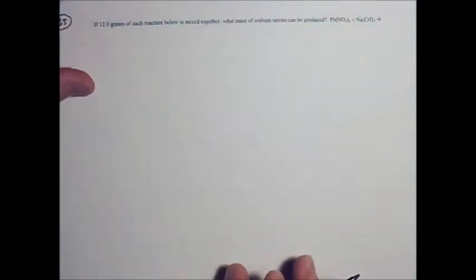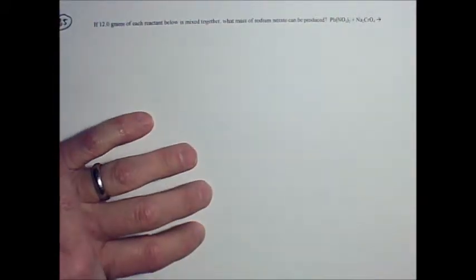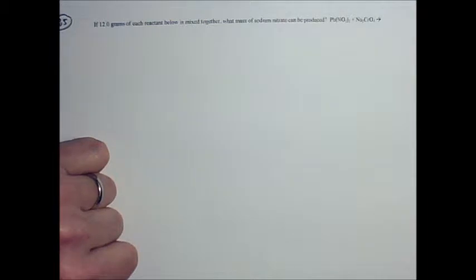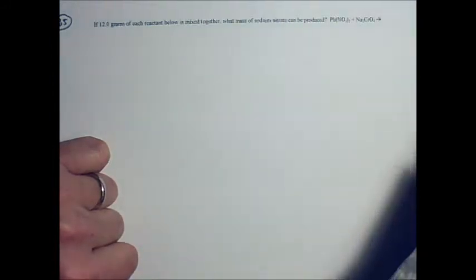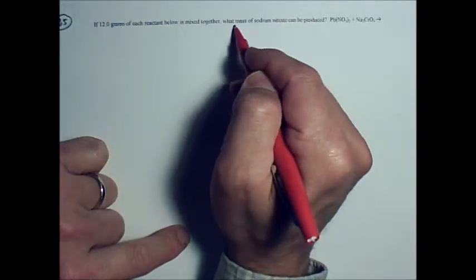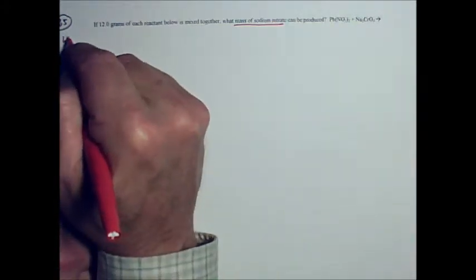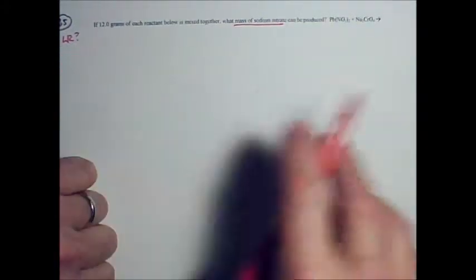12 grams of each reactant mixed together. What mass of sodium nitrate can be produced? Alright. So we have to figure out which one of these is the limiting reactant. That's the first step. Once we find the limiting reactant, then we can find out the mass of sodium nitrate. We cannot find the mass of sodium nitrate until we first find the limiting reactant. That's the first thing we have to do, find the limiting reactant.